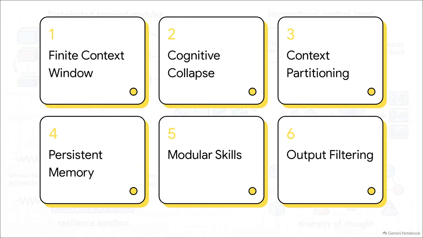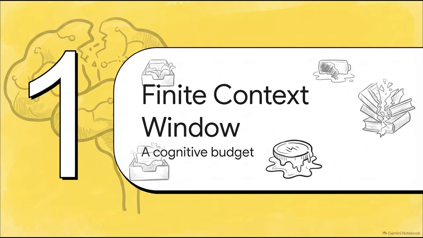1. The finite context window. 2. Cognitive collapse and noise. 3. The context partitioning wall. 4. Foundation stones for persistent memory. 5. Sliding drawers for modular skills. And 6. Output filtering for clarity. All right, let's jump right into section 1, the finite context window.